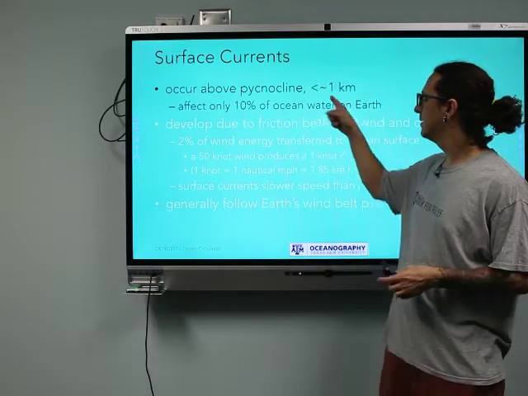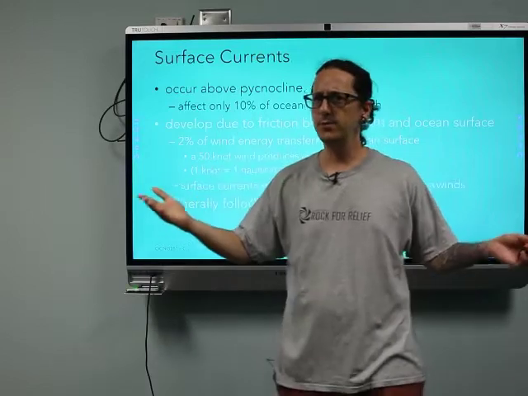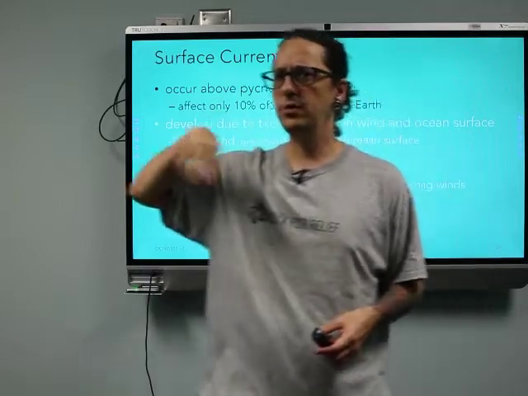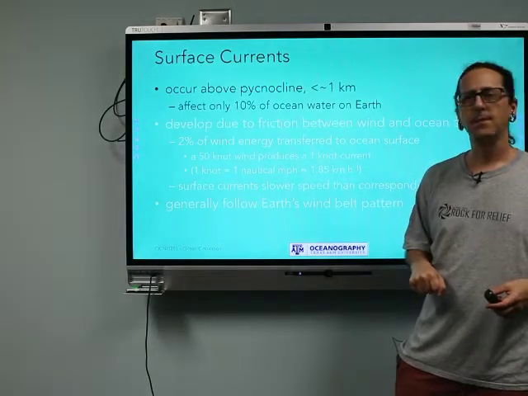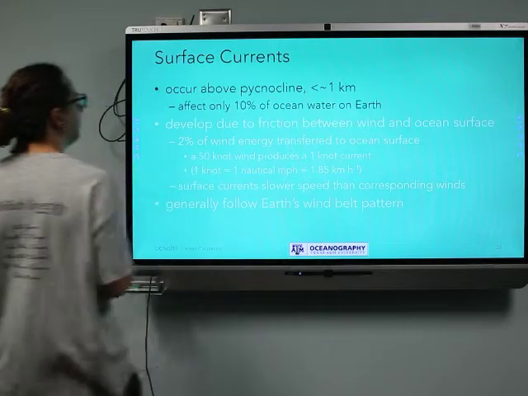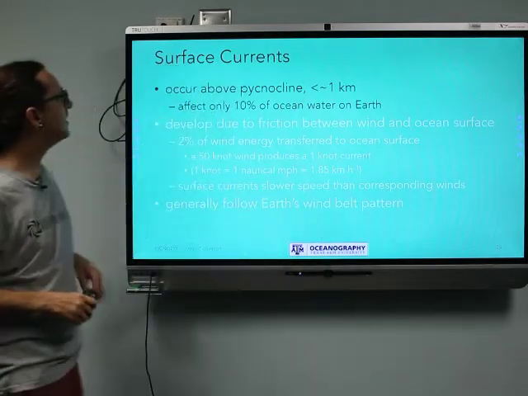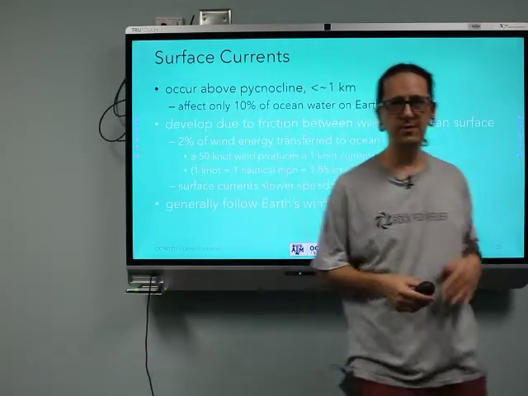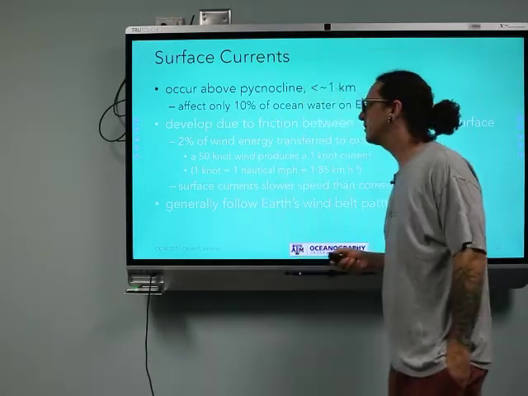Although, I guess less than 1 kilometer. The pycnocline, remember, there's all the different clines. The pycnocline, what's pycno? Density. It starts around 200-ish meters and goes down to about 1,000 meters. So this is really probably more like the upper few hundred meters. So surface currents are going to be driven by wind. They affect only about 10% of the volume of ocean water on Earth, right? Because it's at the surface, so it's only affecting things that are at the surface, about 10% of the water on Earth.